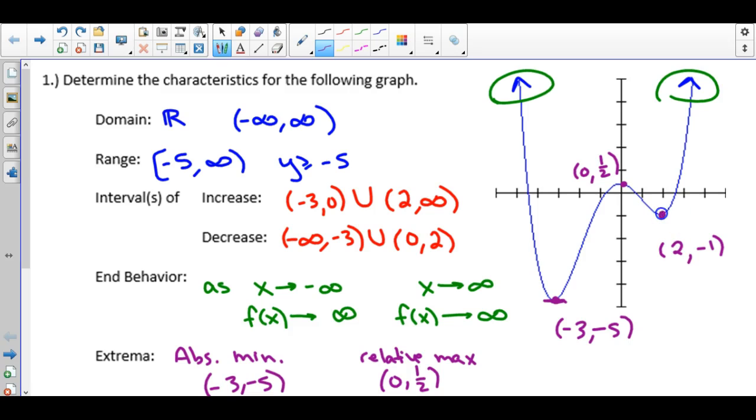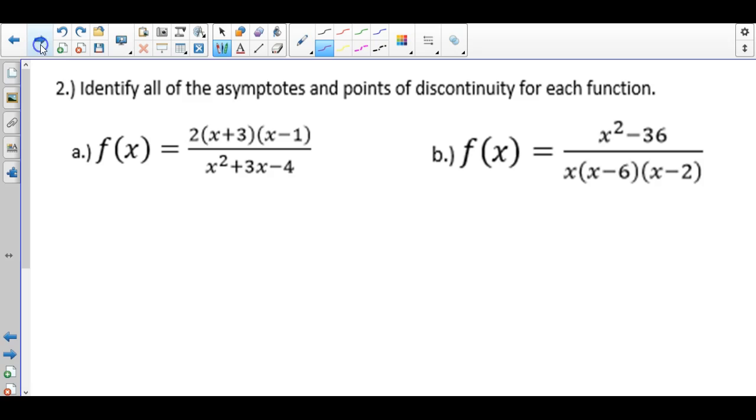And then I also have this point over here, which is a relative min, and that (2, -1) is going to be my relative min because, again, it's not as low as the function goes. However, it is another one of those critical turning points where my function goes from decreasing to increasing. So that kind of goes through all the properties of that graph.